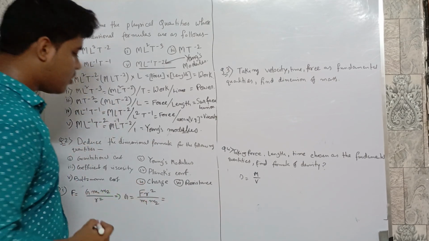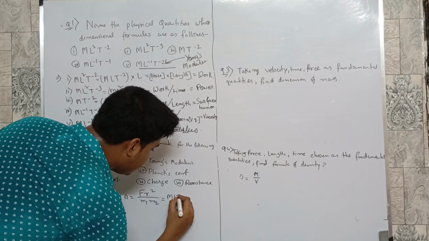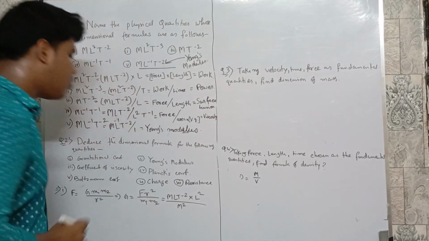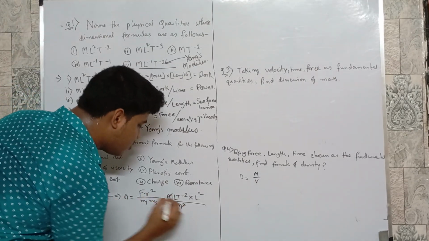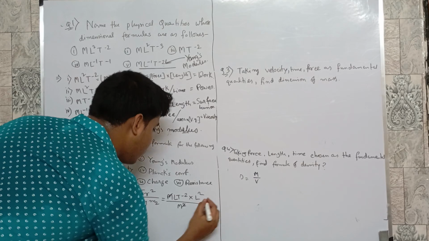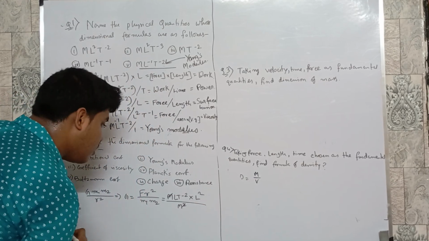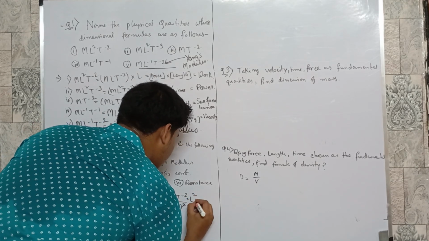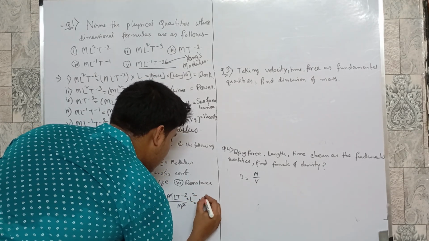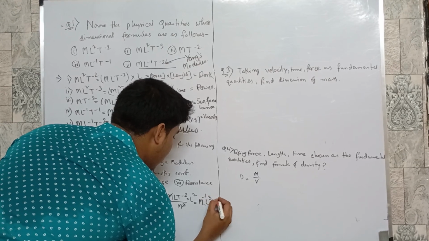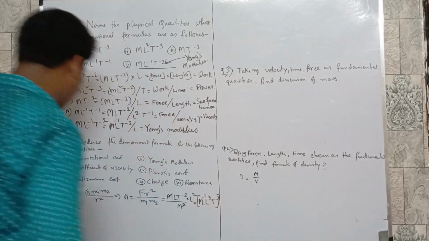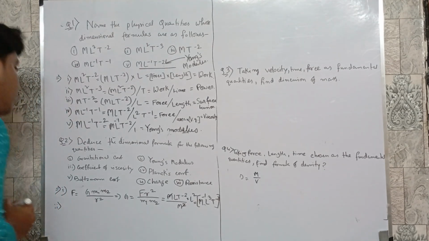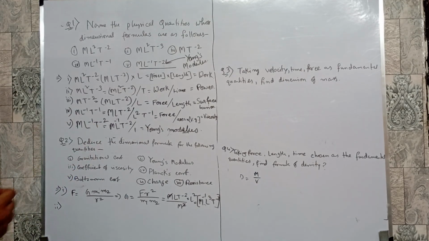Write down the dimension of each quantity. It is M L T minus 2 into length square, divided by M square, because of the product of two masses. One mass cancels out, and we are left with M to the power minus 1 L to the power 3 T to the power minus 2. That is the dimension of the gravitational constant. Next, Young's modulus we have already found out, so I can neglect it.